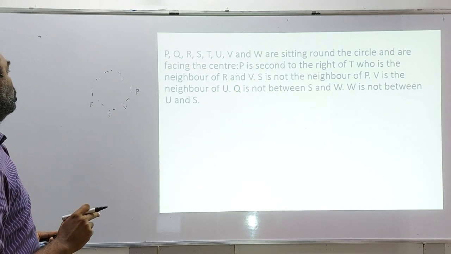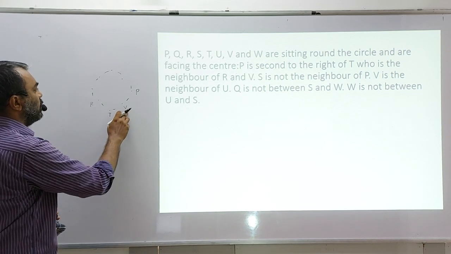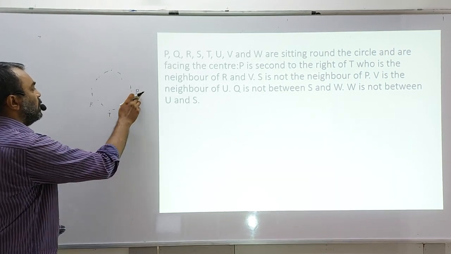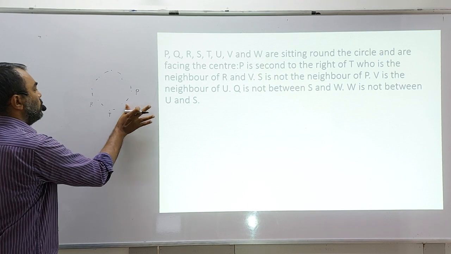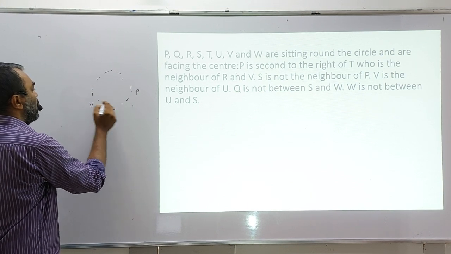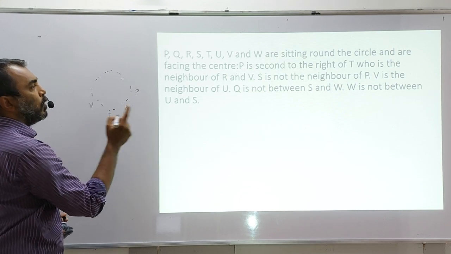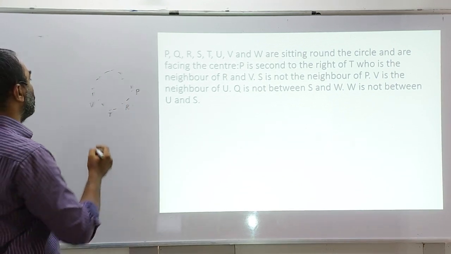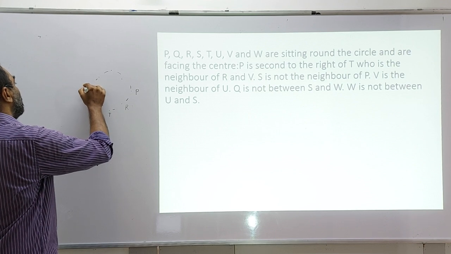V is the neighbor of U. Now you can see when I put the V here, it has got 2 neighbors, P and T. Means V cannot come here. V has to come here, and the R should move here. Now what we can see, V is the neighbor of U. So U has to come here.